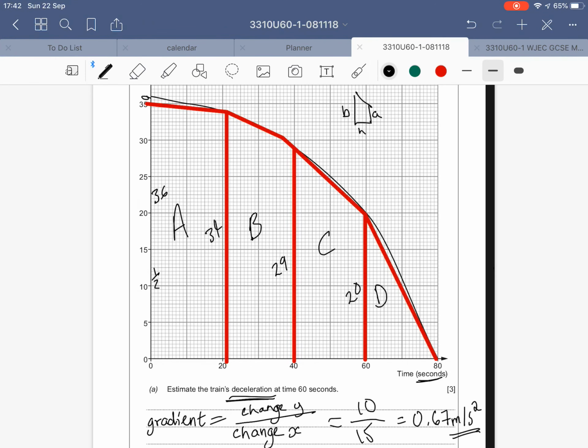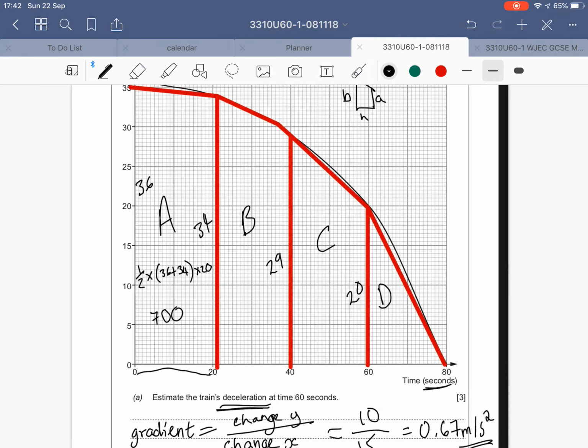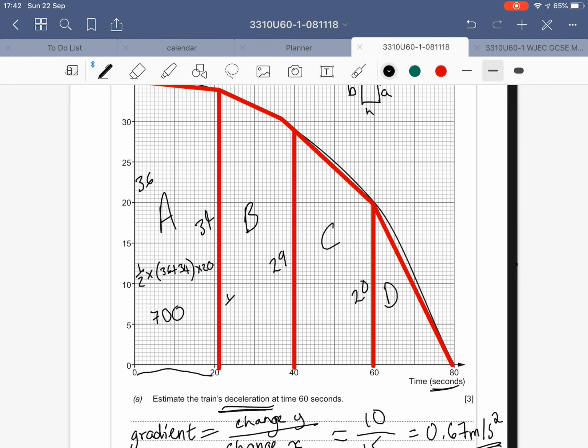I'll do it on here instead of the other side so you can see what I'm doing. So A is a half times A plus B, so the 36 plus the 34, and then times by this length here, which is 20. And you get 700. For B, you're going to do a half times the 34 and the 29, so 34 plus 29 times by this length here, so 20 again, and you get 630.